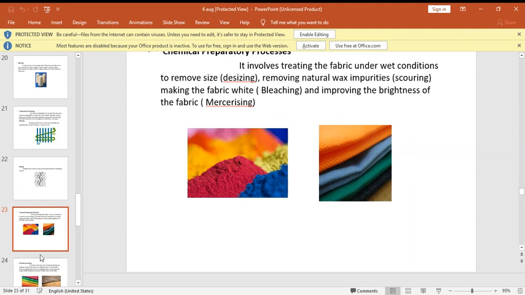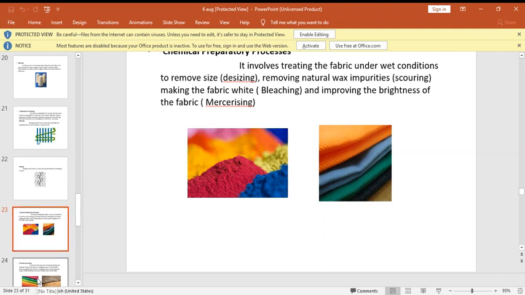Chemical processing: here we have desizing, by applying HCl, NaCl, where the size is removed. The natural wax impurities are removed with sodium carbonate. And whitening is done with H2O2, hydrogen peroxide, bleaching and moisturization.